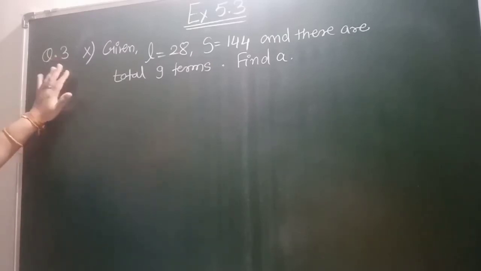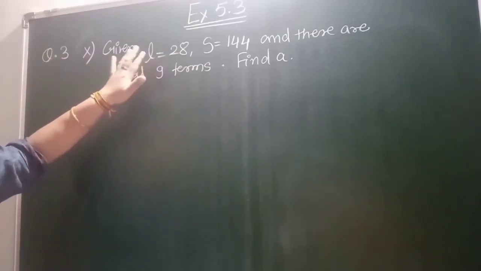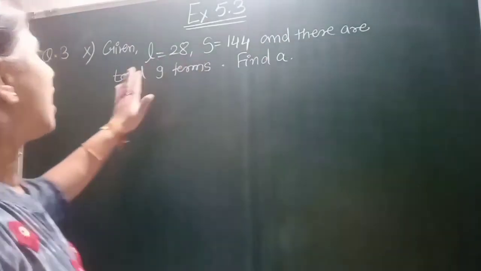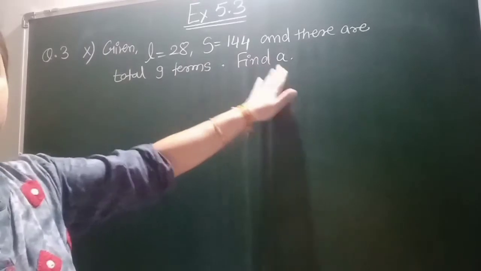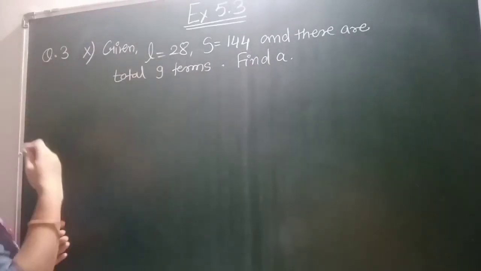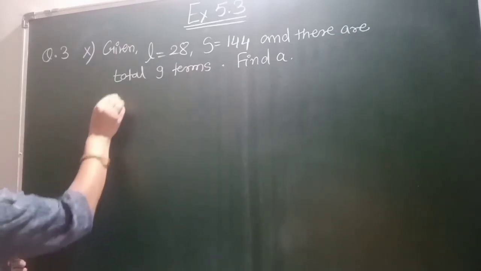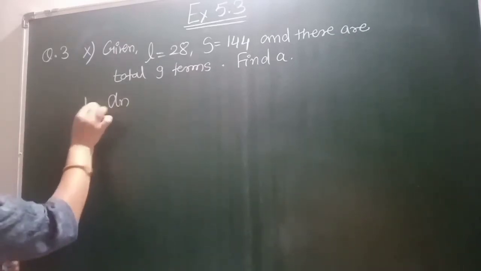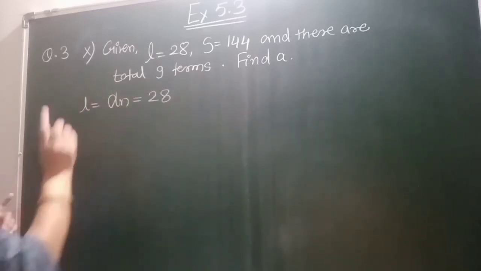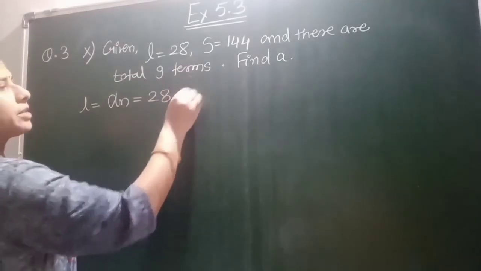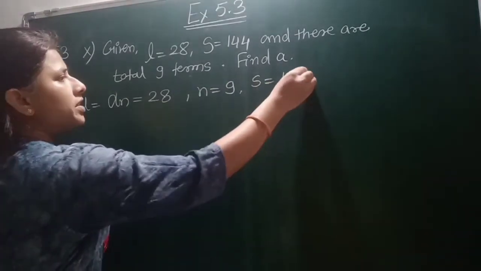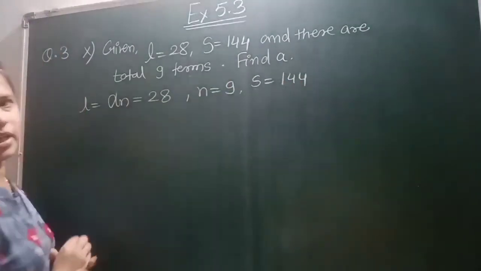Last question of this, question number 3, is given l. L, it means last term, is 28, S is 144 and there are total 9 terms. Then we have to find a. So L, it means last term, which is equal to an. So in place of L we can write an also. It is given that an is 28 and there are total 9 terms. It means the value of n is 9 and S, obviously the sum of these 9 terms, will be 144.